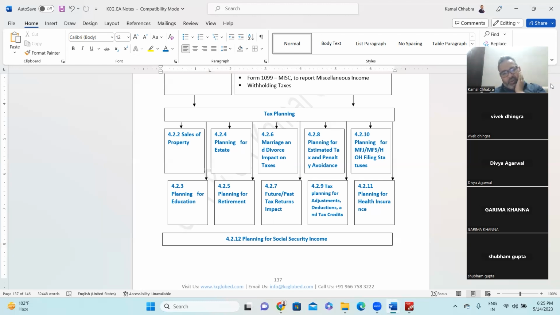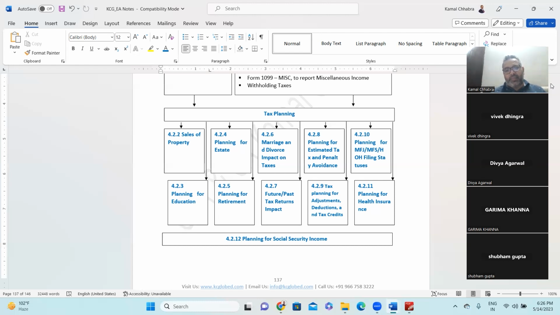Then future and past tax return impact. If you have taken a certain stand on the tax law in a past year and now you are changing it, would there be any retrospective impact or any prospective impact? There might be certain assumptions you have taken, or certain corrections needed in the previous year's tax return. How to consider the impact of those may come under tax planning.